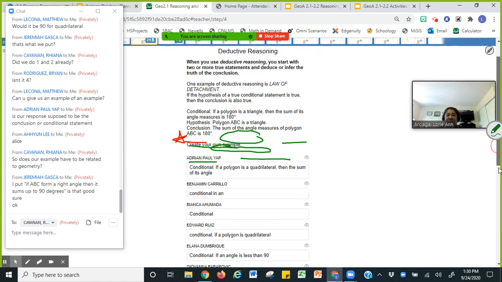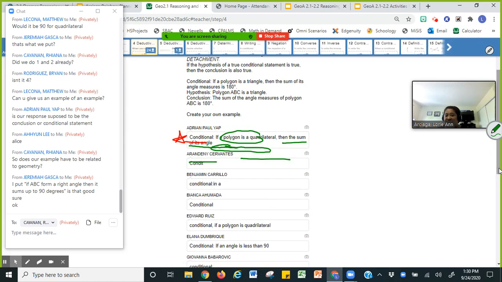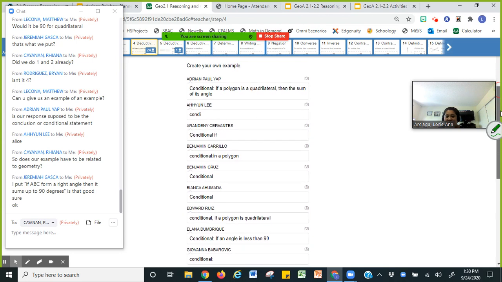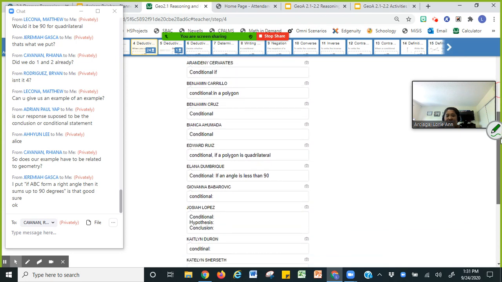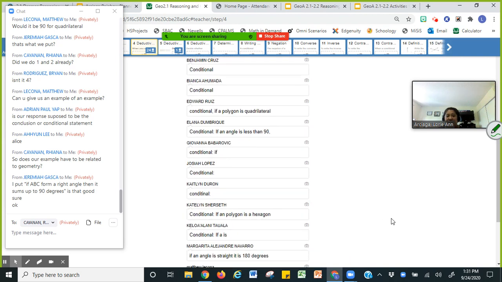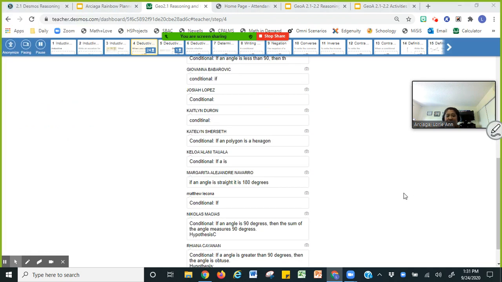A polygon is a quadrilateral. That's a great start, Edward. I kind of like where your example is going, Edward. It's kind of related to what we will do later. Keep going. Build up on that. Nice, Ilana. If an angle is less than 90, that's a good one. If a polygon is a hexagon, yep, that's a good one too, Caitlin. Build up on that.